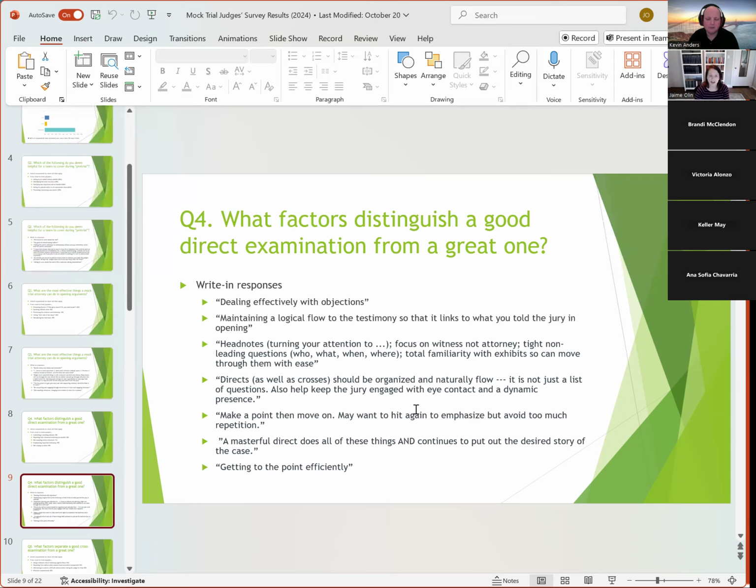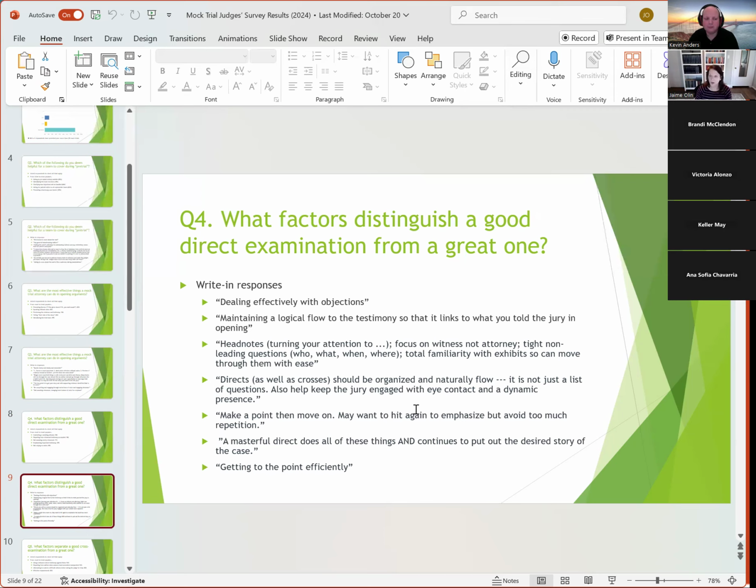When you're writing out the direct examination, there are a few different ways you can do it. You can do it chronologically: this happened earliest, then this, and then this was the latest thing that happened. Or there can be some other way to structure it so that it's organized. But I think being organized is important. And then, make a point and then move on.